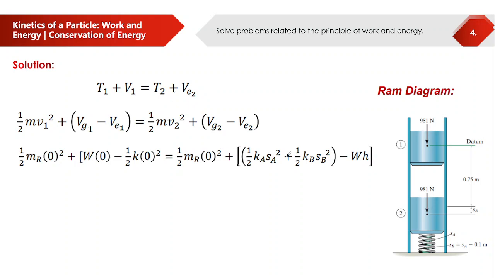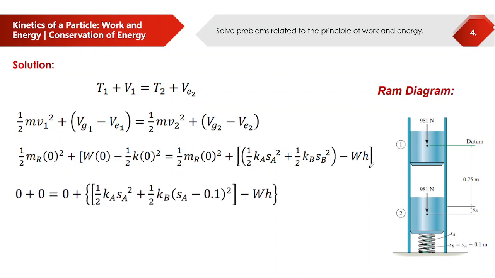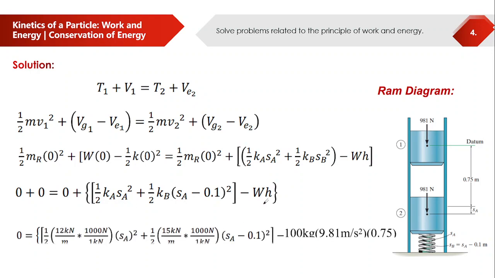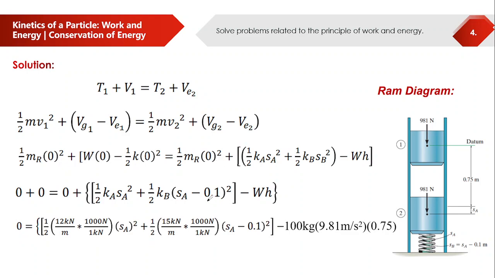What we should consider here is the elastic potential energy of spring A, the elastic potential energy of spring B, and the gravitational potential energy of the ram. Okay? So this is all that remains: the elastic energy of the springs and the gravitational energy. So we just substitute the givens, and what remains unknown here is S sub A.